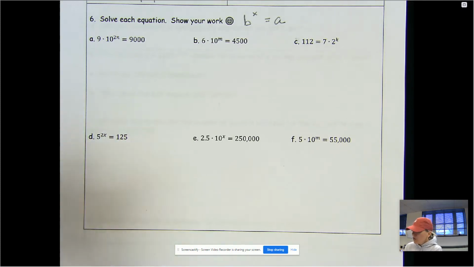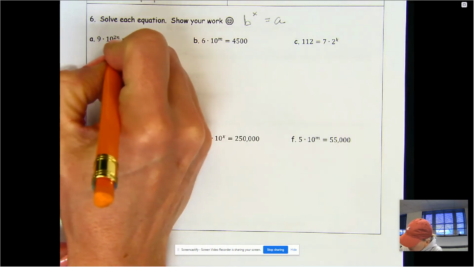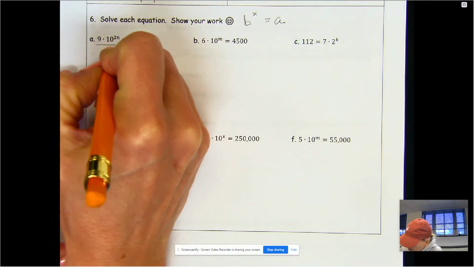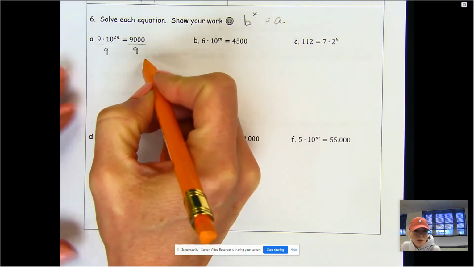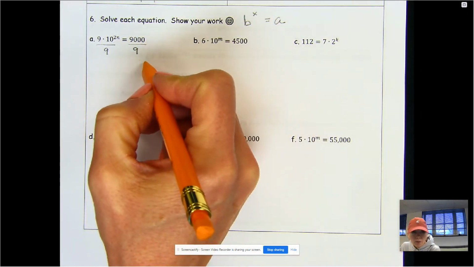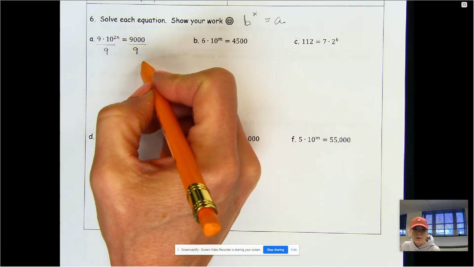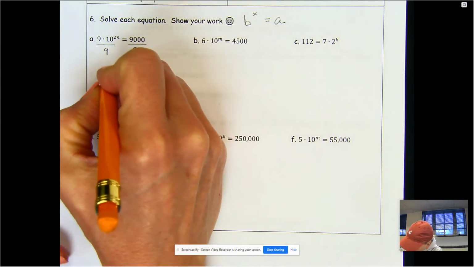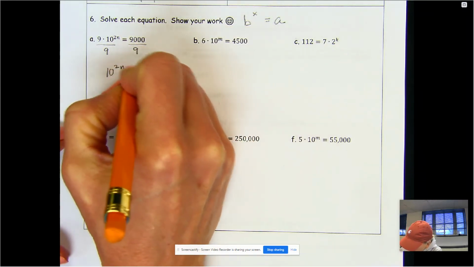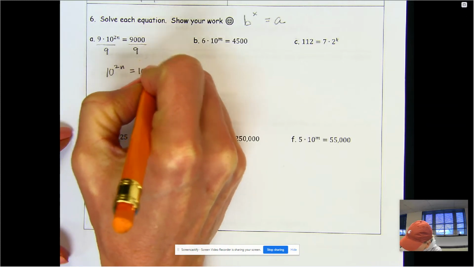All right, so to isolate this 10 to the 2n, I would start this one by dividing by 9. And even though you can do this in your head, it's important that you're showing your work so I can see your full understanding of the solving process. 9,000 divided by 9 is 1,000. And so 10 to the 2n is equal to 1,000.